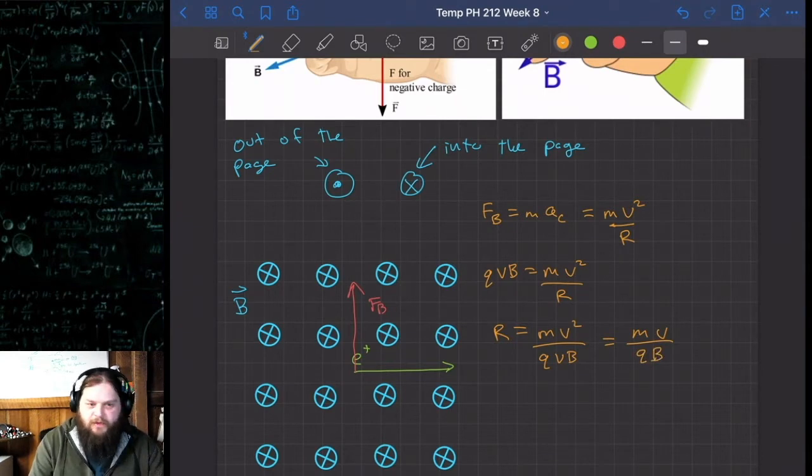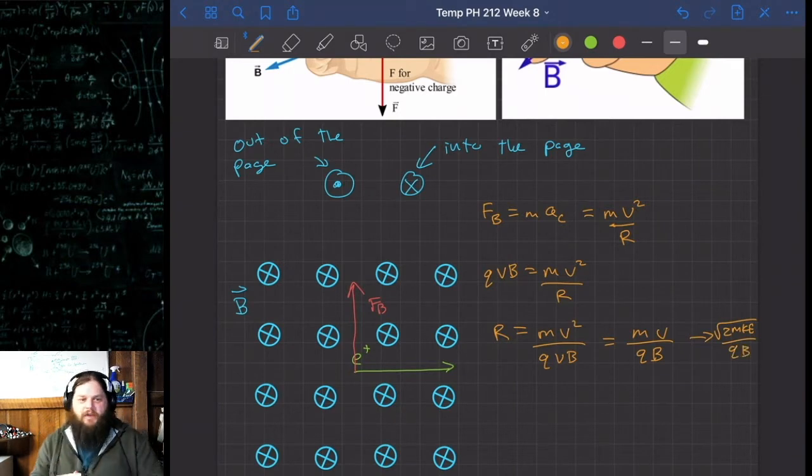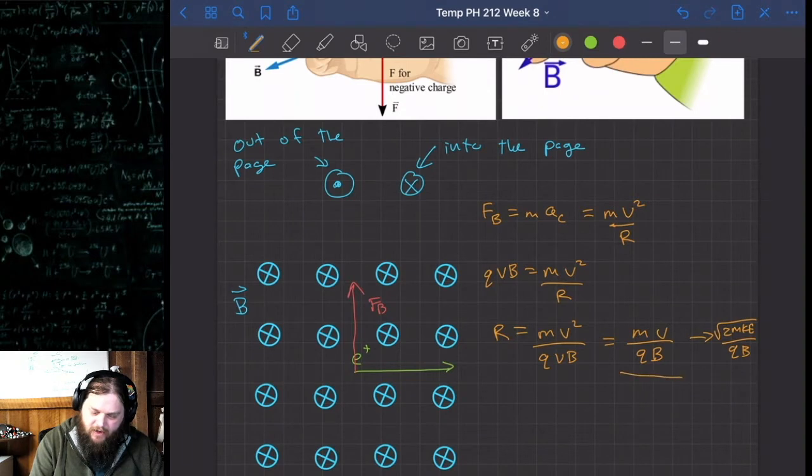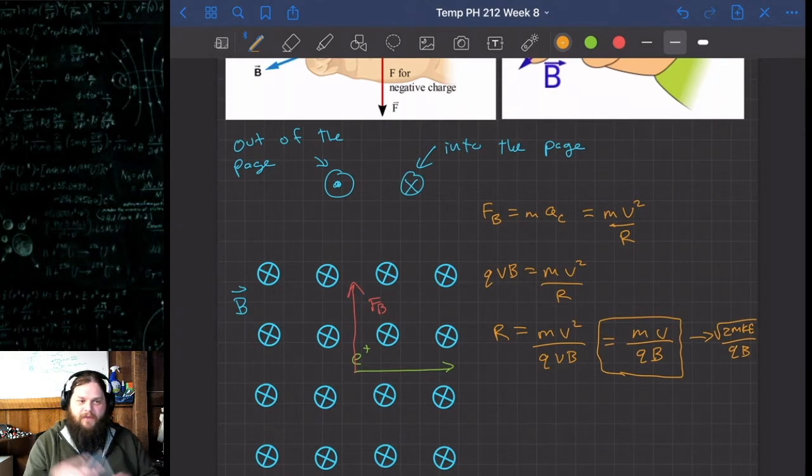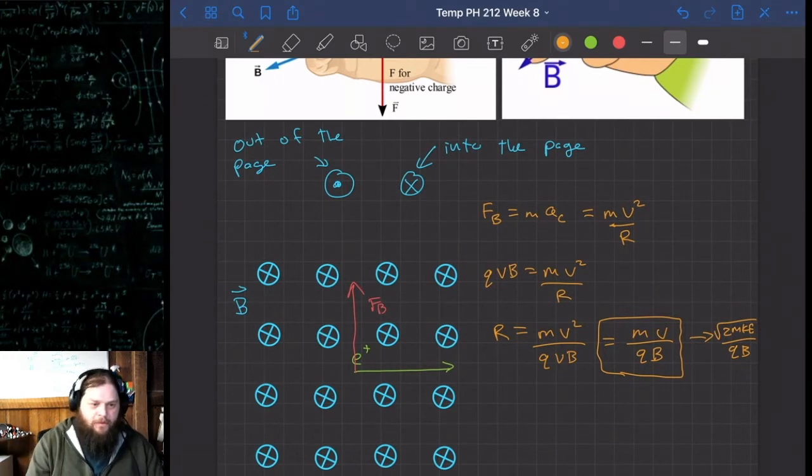And if we relate this to kinetic energy, we could see that that's going to be the square root of 2mKE over qb. That's just using the idea that kinetic energy is 1/2 mass velocity squared. We're not going to really use that in these cases, so I'm just noting that that's a thing. This equation here is going to be the right equation to use whenever you're trying to find the radius of the spin of any type of charged particle flying through a magnetic field. We could determine other things about it, like the period and the frequency, just going off of your rotational kinetics you learned last term.